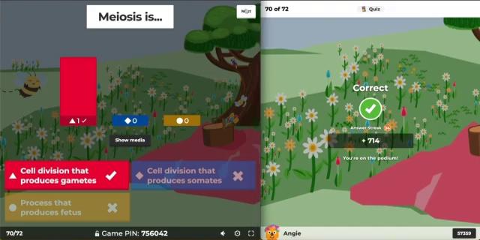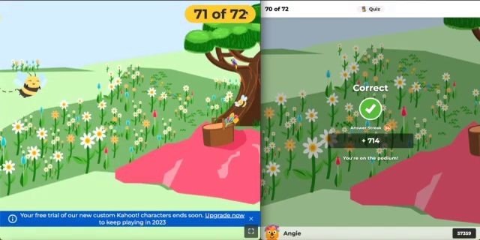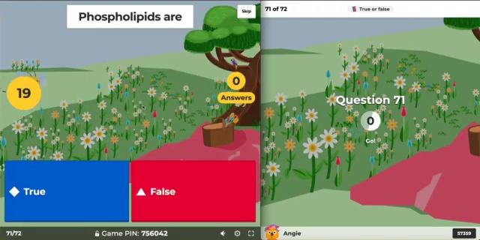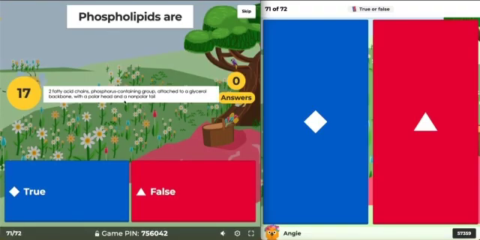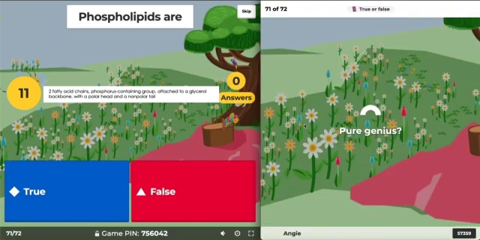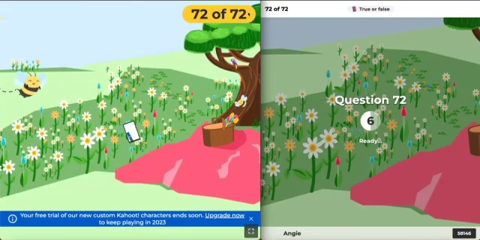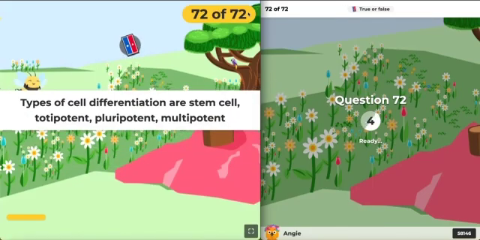Almost done. True or false? Phospholipids are two fatty acid chains attached to a glycerol backbone with a polar head and a nonpolar tail. That is true. That is exactly what phospholipids are, and that's their structure. Types of cell differentiation.